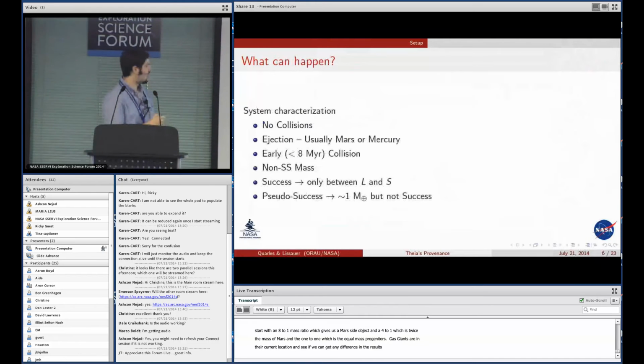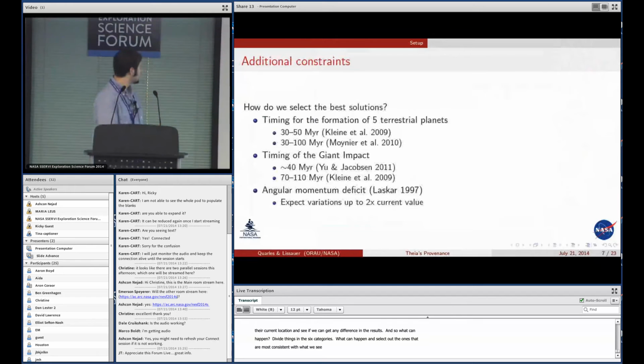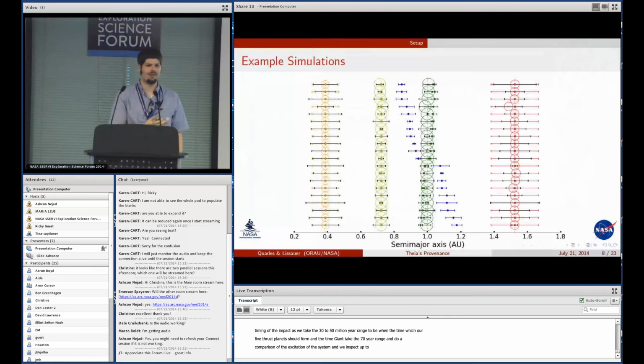What can happen, we divide into 6 categories, and then select out the ones most consistent with the evidence we see today. Part of this evidence is the timing of the impact. We take the 30 to 50 million year range to be when our 5 first planets should have formed, and for the time of giant impact, we take the 70 to 110 million year range. Then we do the angular momentum deficit, which is a comparison of the excitation of the system, and we only expect up to 2 times the current value of AMD.